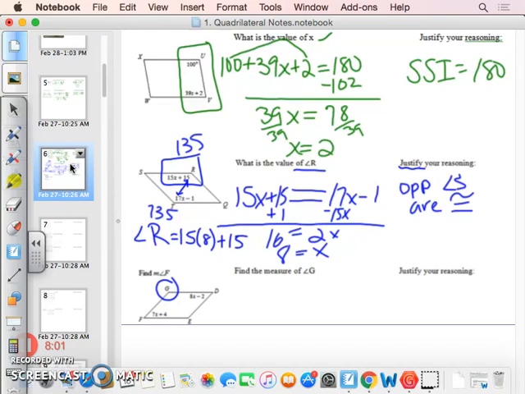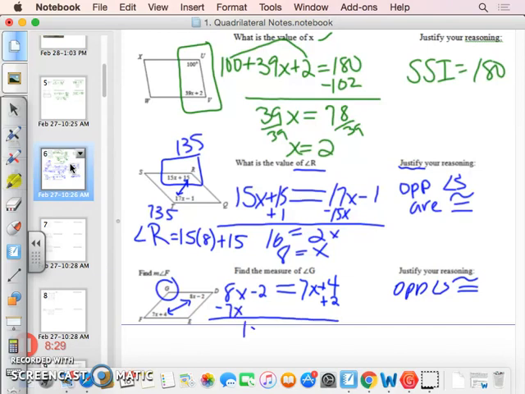The first thing I notice is that these angles are opposite each other. And so I know that opposite angles are congruent. So I'm going to set them equal to each other so I can figure out what x is. All right, so I'm going to add 2 and subtract 7x. And so I get 1x equals 6. So now I know that x is 6, but I do have to do step 2.